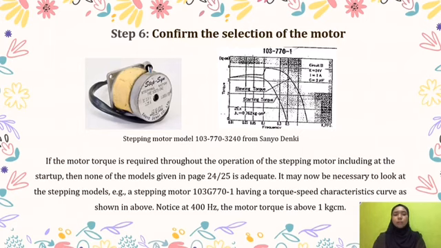As an example, a stepping motor 103G770-1 having a torque speed characteristic curve as shown above. Notice at 400 Hz, the motor torque is above 1 kg.